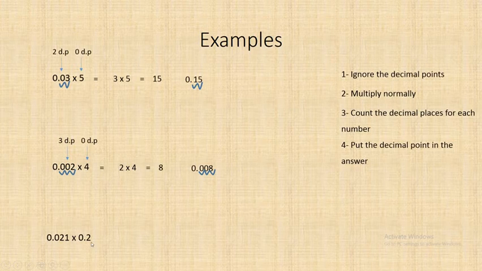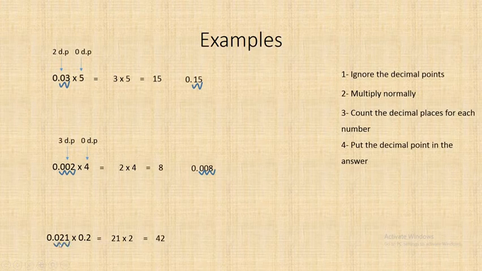0.021 times 0.2. So here in this example, what will happen if I have a decimal point here in the first number and a decimal point in the other number? So it's very simple and very easy. So ignore the decimal point, just follow the steps. Ignore the decimal point, so I will have 21 times 2 equals 42. And then count the decimal places.